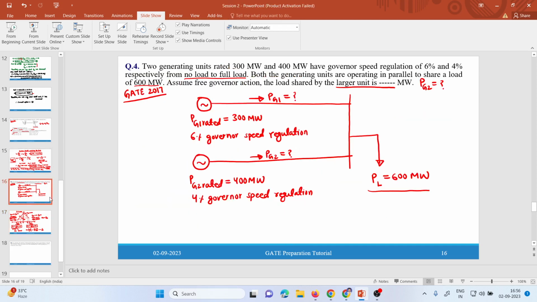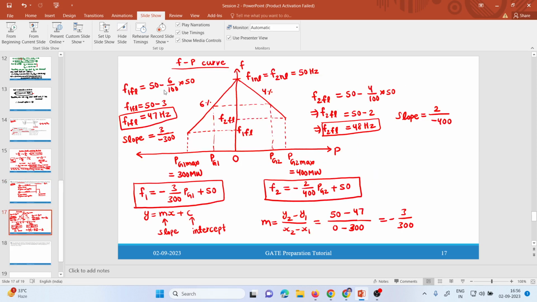Because in the problem, if you see, the governor speed regulation is given as 6% and 4% respectively from no load to full load. If you are going from no load to full load, then there is a droop in frequency of 6%. The governor speed regulation you can also call droop, meaning there is a droop in frequency of 6%. So that's why we are subtracting from the frequency at no load this droop percentage. So we multiply: no load minus full load by no load is equal to the percentage.